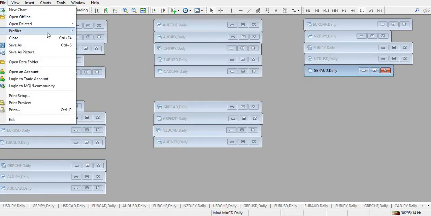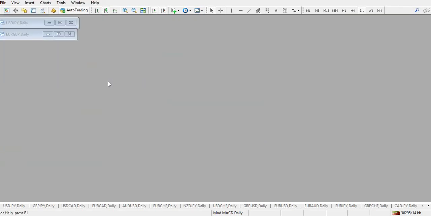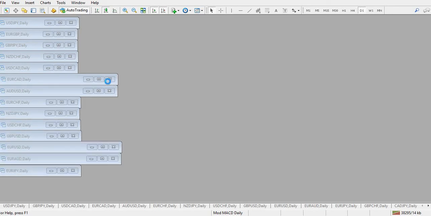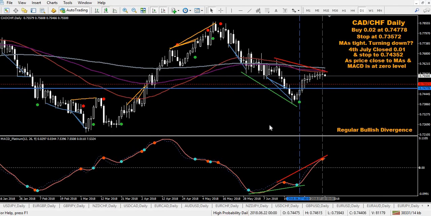Let's have a look at the daily high probability charts. Not much to report here at all, just one trade adjustment. Hopefully it'll come up pretty quick. Yeah, the markets are sort of going a bit sideways at the moment. A few pairs are a bit undecided, so it's just a matter of being a bit patient.